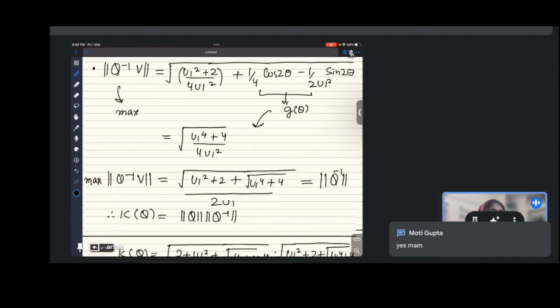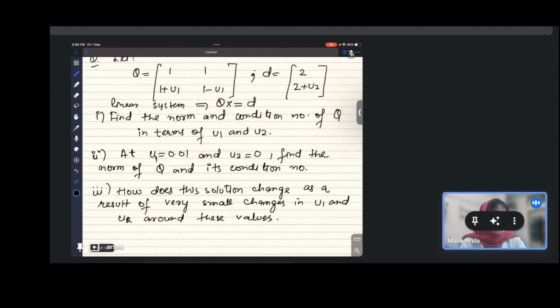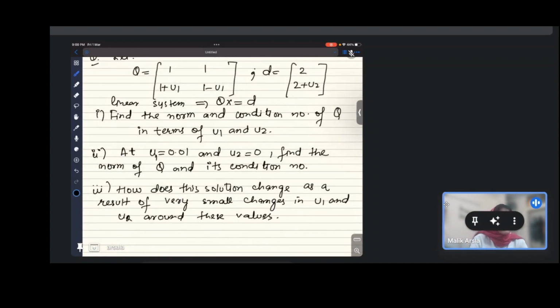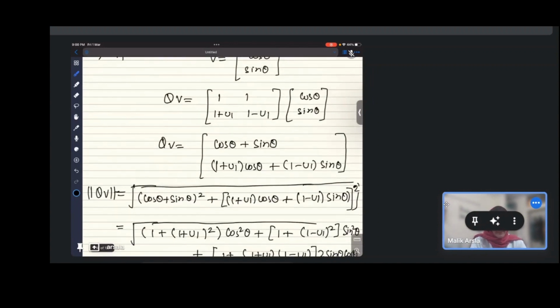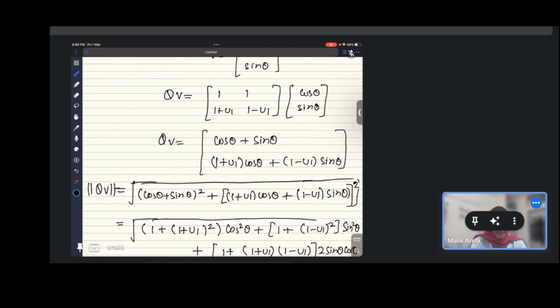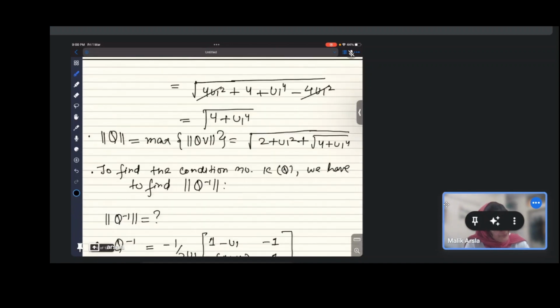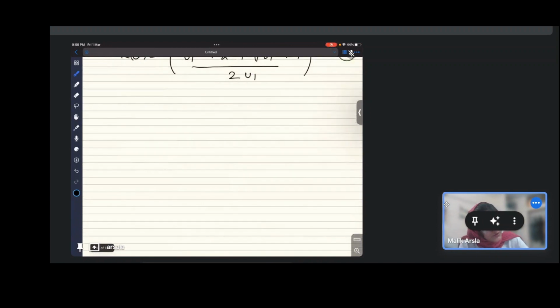Now the condition number we have found. What was the second part of the question? That at u1 equal to 0.01 and u2 equal to 0, find the norm and its condition number. You just have to substitute these values. Quickly do this and tell me what you are getting. So the second part is for u1 equal to 0.001 and u2 equal to 0. Norm of q will be what?